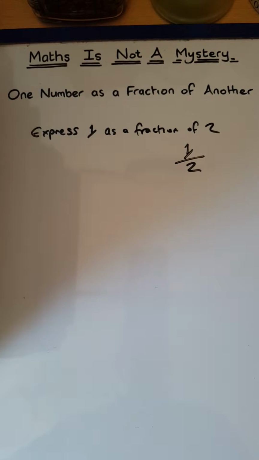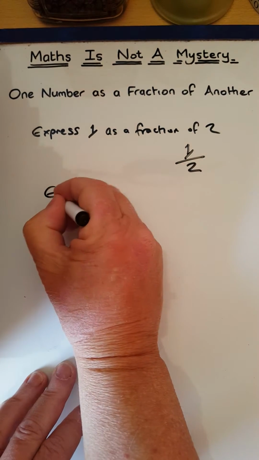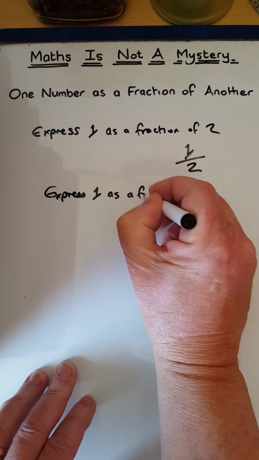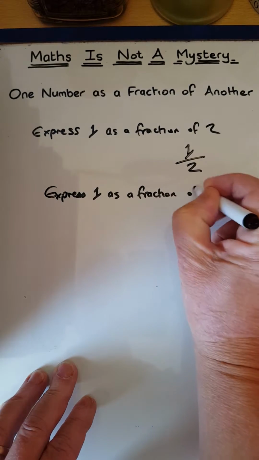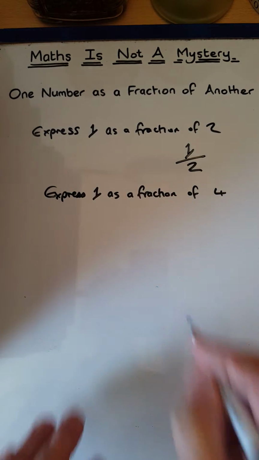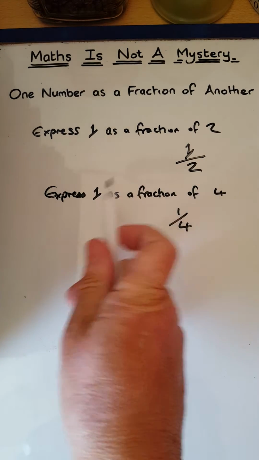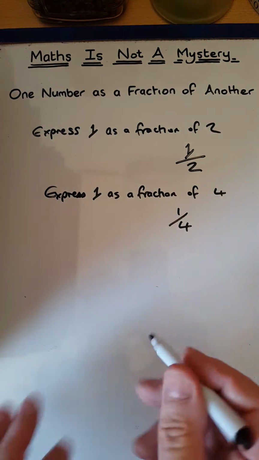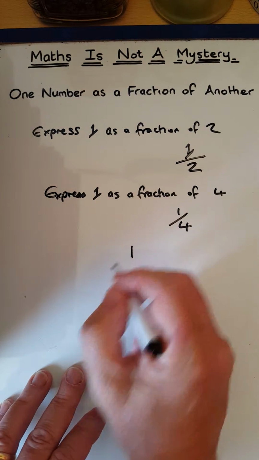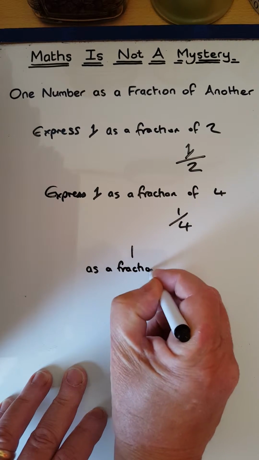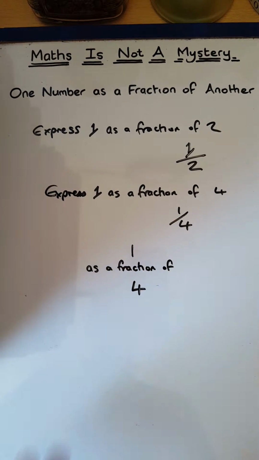If it said express 1 as a fraction of 4, you know that 1 is a quarter of 4. So 1 is a quarter of 4. Can you see what's happening here? We've got the 1 and the 4, and we're just writing them as a fraction. Think about it as this, if you like: replace the line in the fraction with that little word, 1 as a fraction of 4.